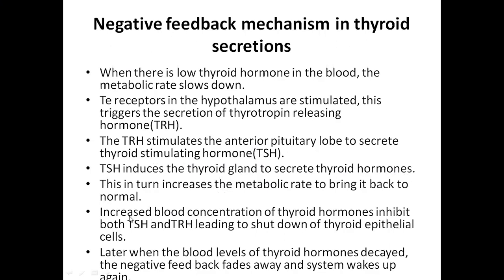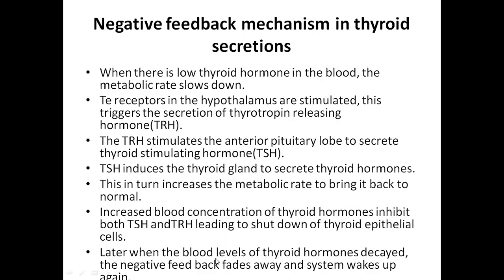Now, the result is production of the hormone. The increased blood concentration of thyroid hormone brings about inhibition. This is the negative feedback system. The end product itself is inhibiting the production of the stimulant hormones. The thyroid hormones inhibit TSH and TRH, leading to shutdown of the thyroid epithelial cells.